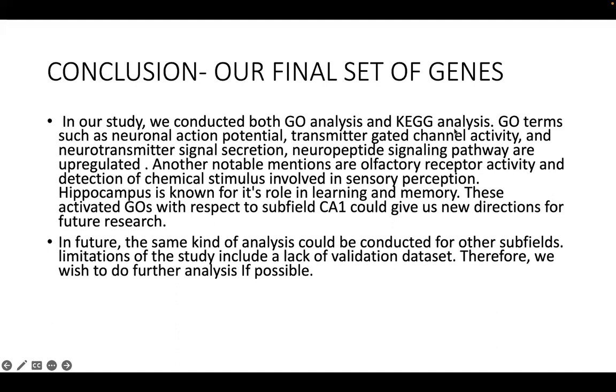We'd love to conclude our project with the fact that we have done both the gene ontology analysis and KEGG analysis. GO terms such as neuronal action potential, transmitter gated channel activity, neurotransmitter secretion, neuropeptide signaling pathway are upregulated. Another notable mention is olfactory receptor activity and detection of chemical stimulus involved in sensory perception. Hippocampus is widely known for its role in learning and memory. These activated GO terms with respect to subfield CA1 could give us new directions for future research.